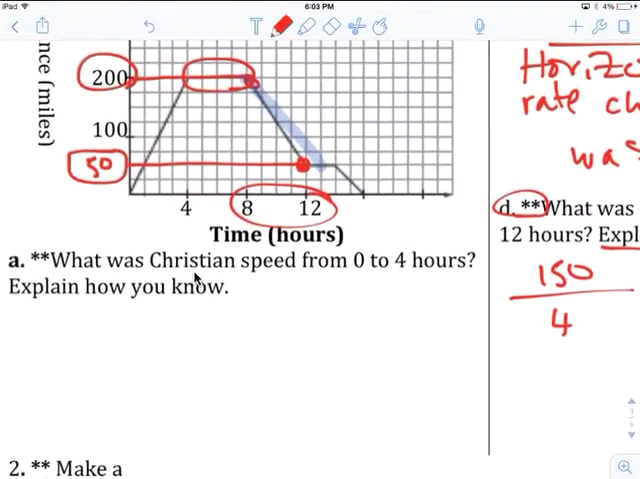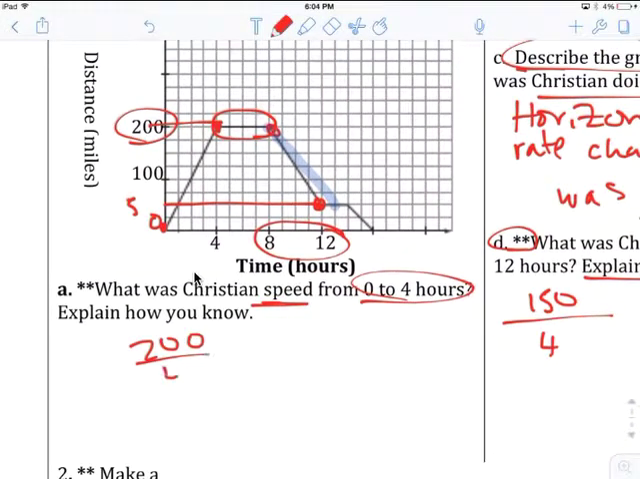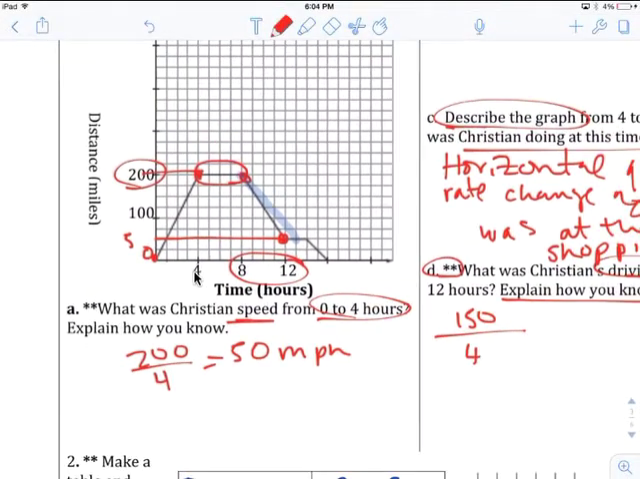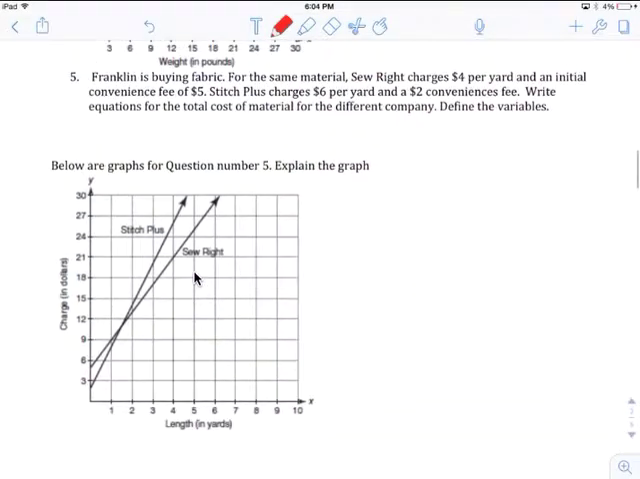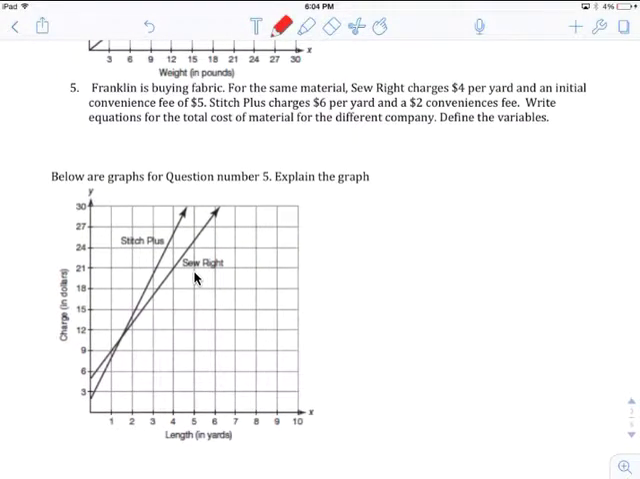Okay, what was Christian's speed from 0 to 4 hours? So 0 right here to 4 hours right here. So that's 200 from 0, so it's 200 divided by 4. 50 miles per hour. How do I know? Because distance divided by time. Get your answer, okay?